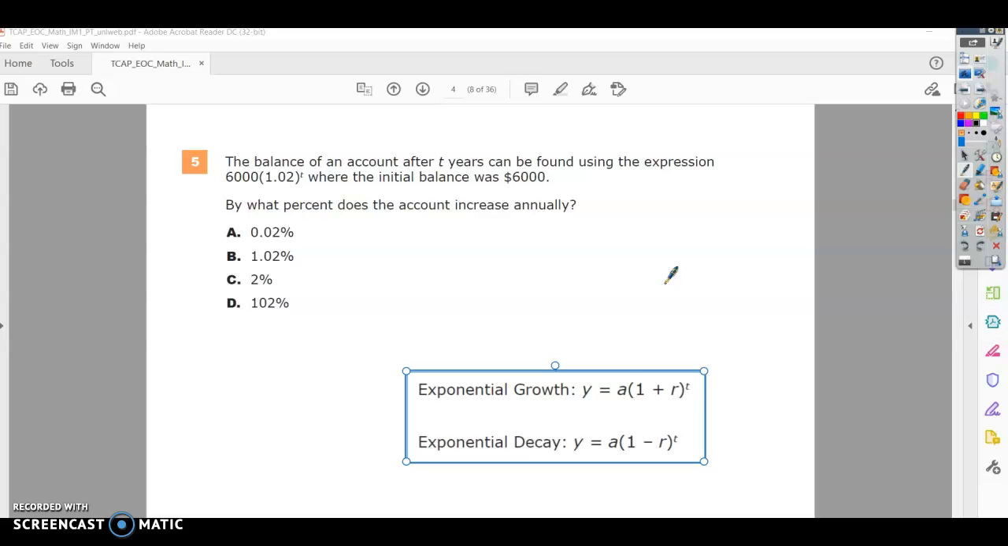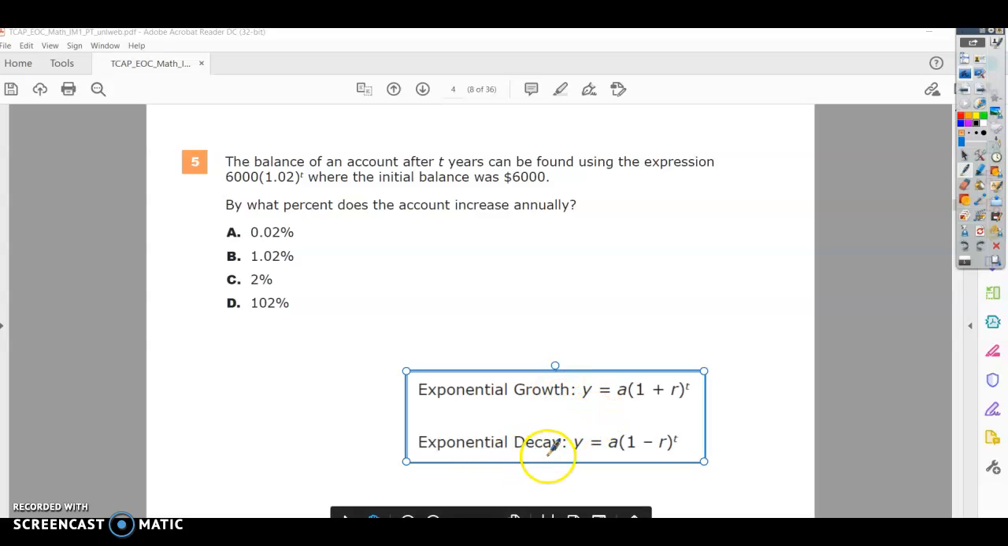All right, so in your formula sheet, you're going to see these formulas, and we've talked about them in class as well, but you're going to see that exponential growth is A, where A is your 6,000 in this case, that's your initial value, times 1 plus r to the t power. So remember, anything times 1 gives you that number back. So if I do 6,000 times 1, I get 6,000. So the interest rate is added to 1 to make sure that it's exponential growth.